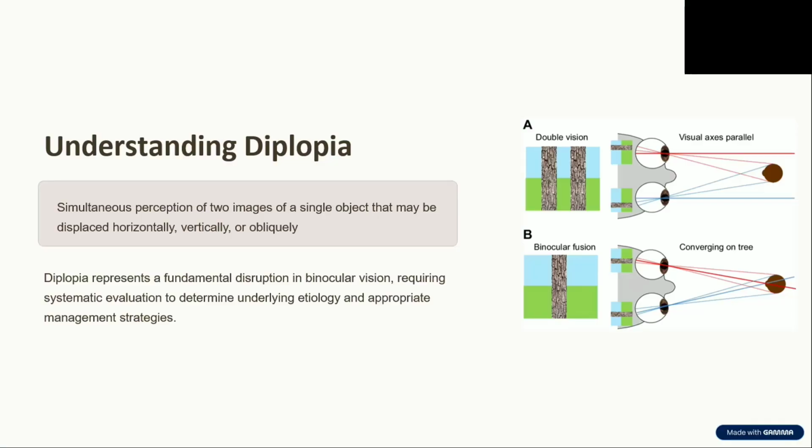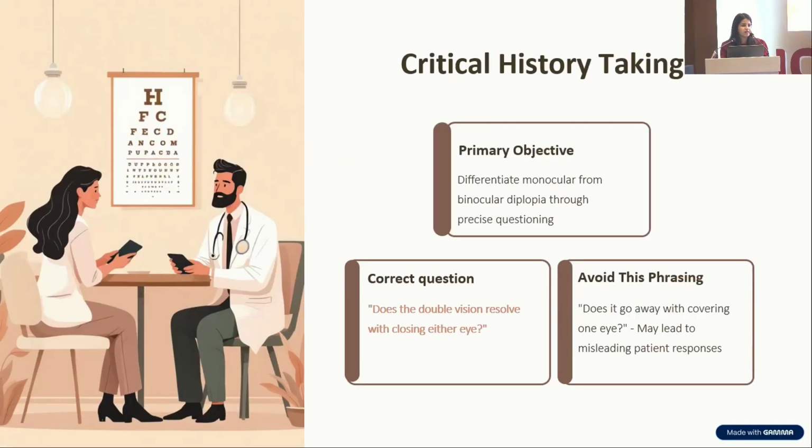Good morning everyone. Today I'll be presenting on the workup of diplopia. What is diplopia? It is a simultaneous perception of two images of a single object that may be displaced horizontally, vertically or obliquely. So what is important in critical history taking? So first and foremost step in the workup of diplopia is to differentiate monocular diplopia from binocular diplopia. So we will ask the patient, does the double vision resolve on closing either eye?